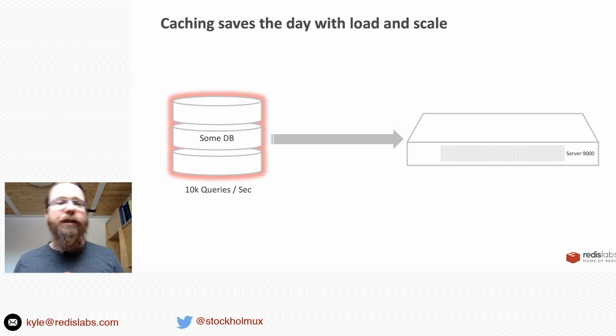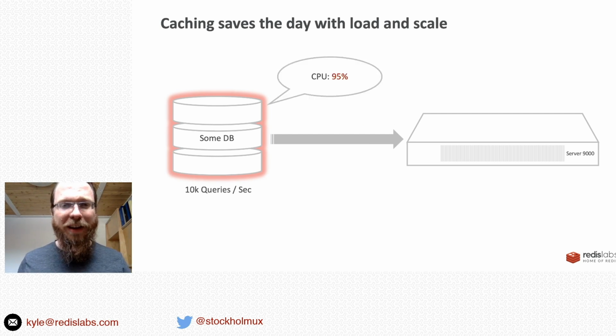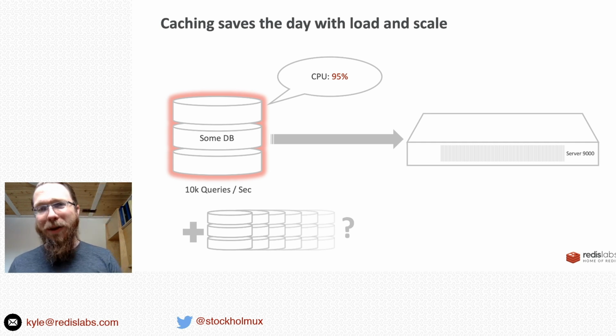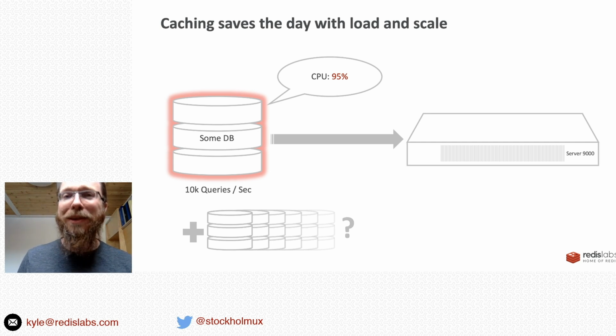Now, in this case, let's say you have a database that's really running hot with 10,000 queries per second, and that gives you a 95% CPU load. That's hard to deal with. What are your options here? Well, one of the options people do is they try to scale out their database. That can be hard. It can be expensive, or sometimes it can be impossible. So in that case, what you really have to do is think about other solutions.